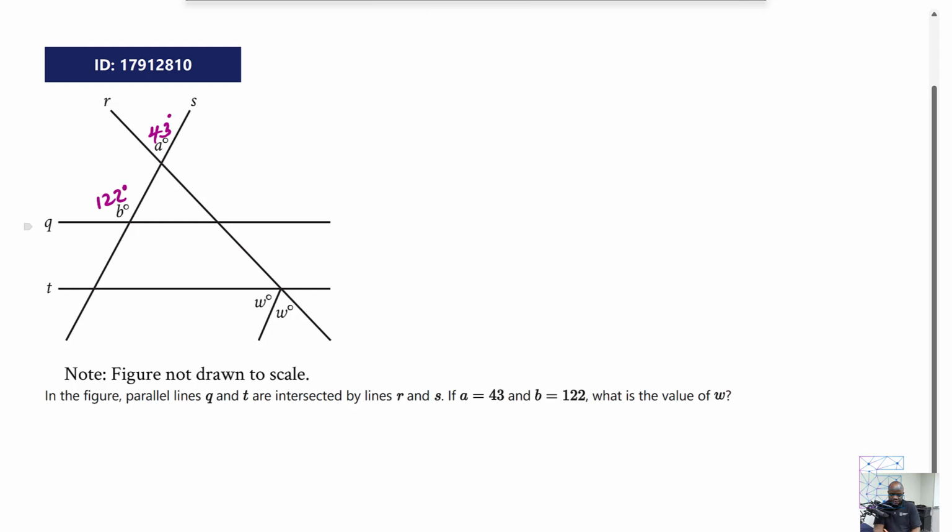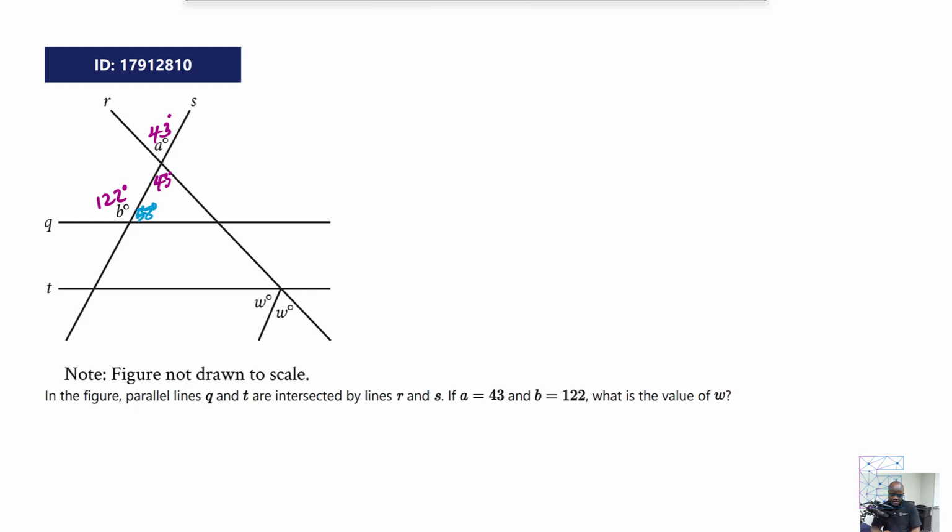Now, using the vertical angles theorem, we know the angle here is also 43 degrees because vertical angles are congruent. And then we can figure out the angle here because this is a linear pair and linear pairs are supplementary. So 180 subtract 122 gives us 58 degrees right there.